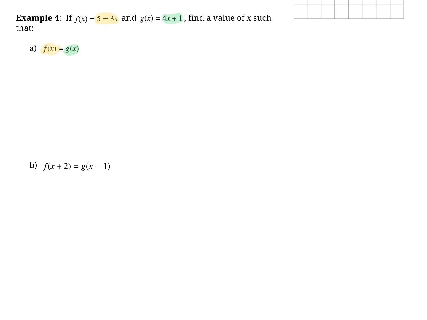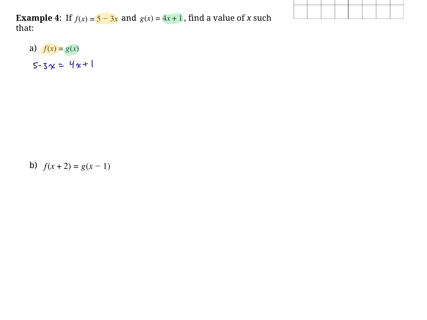So we can solve this. These are just two linear functions, and when we have two functions that are equal to each other, we're looking for their point of intersection. So we can solve this by using substitution. Since we know f(x) is 5 minus 3x, we're just going to replace f(x) with 5 minus 3x. We bring down that equal sign, we replace g(x) with 4x plus 1.